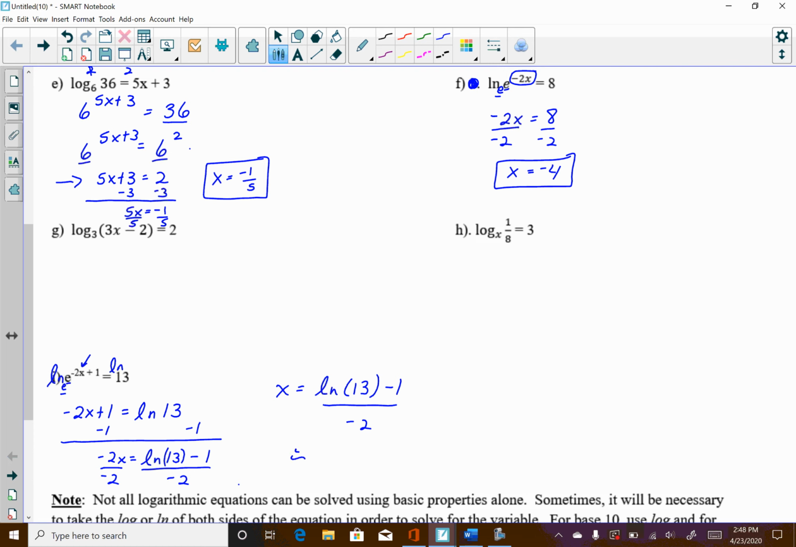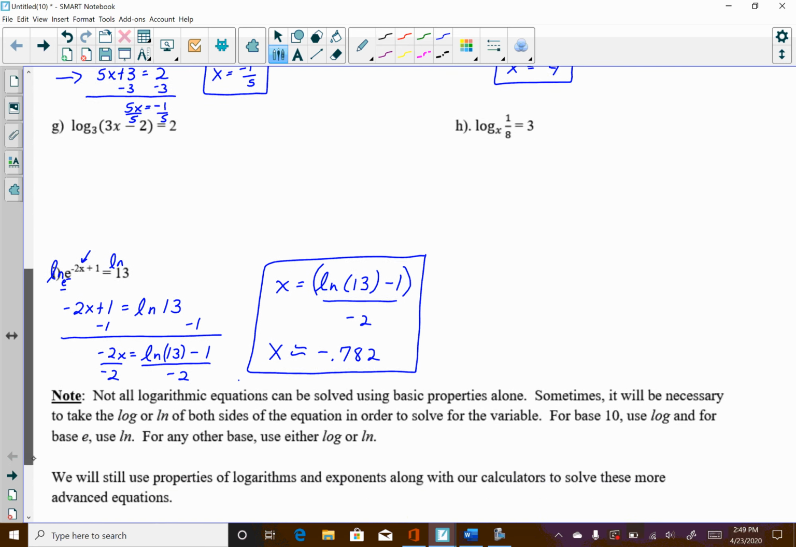That is approximately -0.782. If you wanted to type it all in your calculator at one time, you would need to put in a parenthesis up top like so. You would need to type it in exactly how you see it here. So that gives you an exact and an approximate answer.